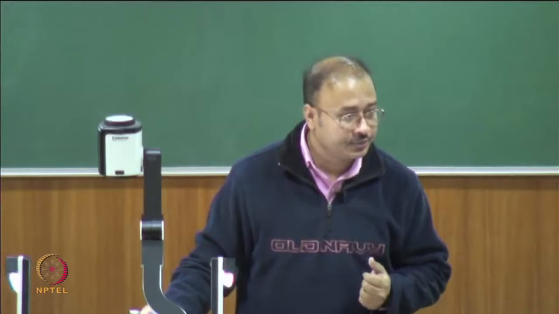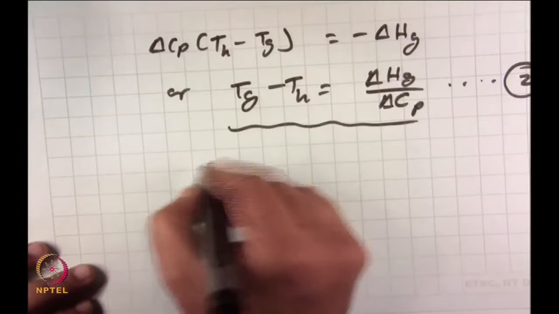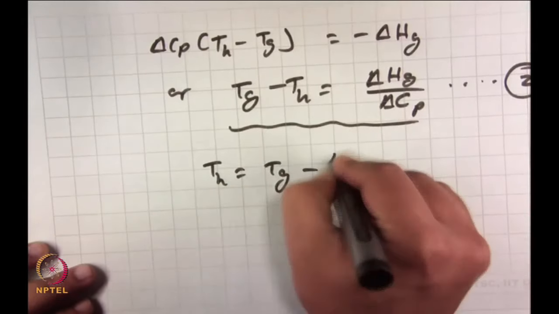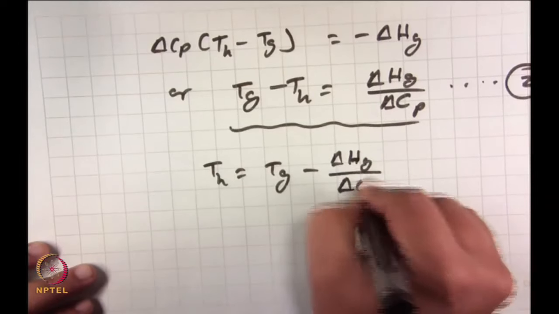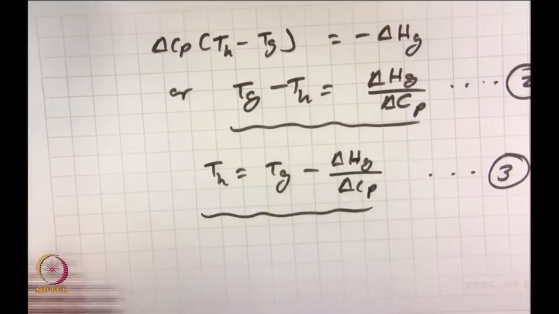you can find Th, right. So, what we can do here, we can rewrite this equation as saying that therefore, Th is equal to Tg minus delta Hg over delta Cp. So, this is our equation number 3. So, this is the relation between Th and Tg through the ratio of delta H over delta Cp.